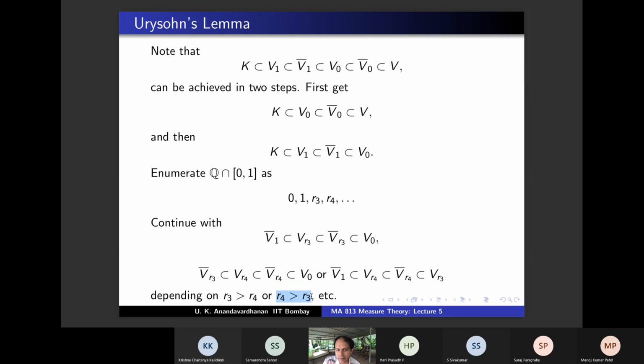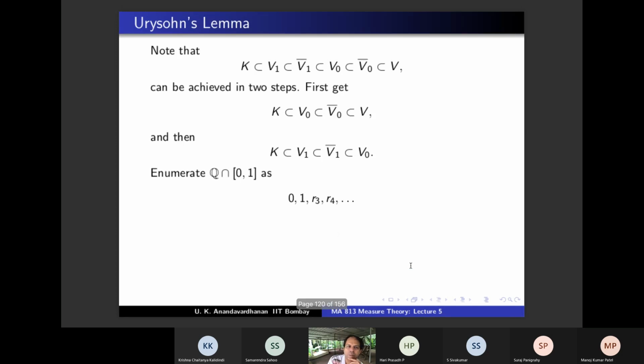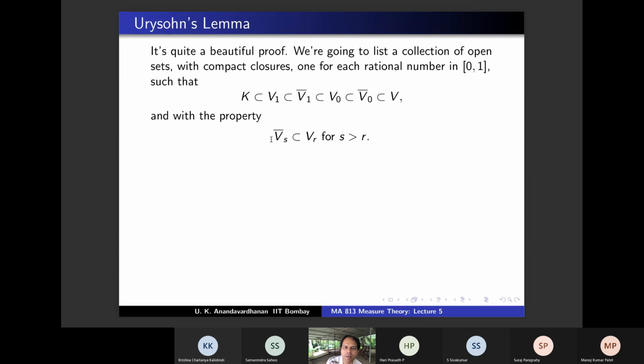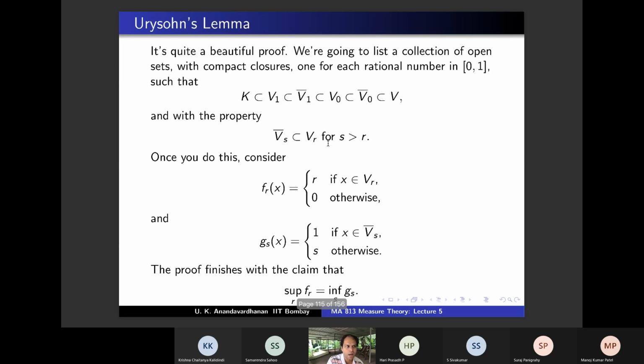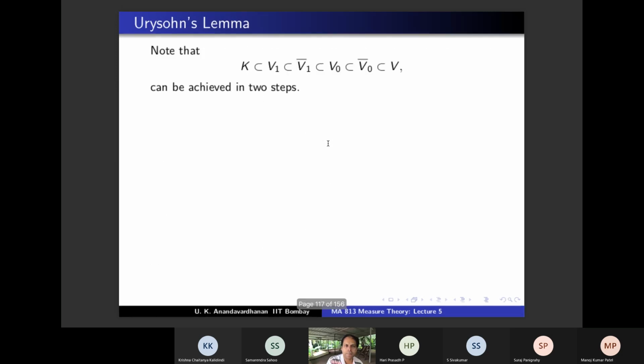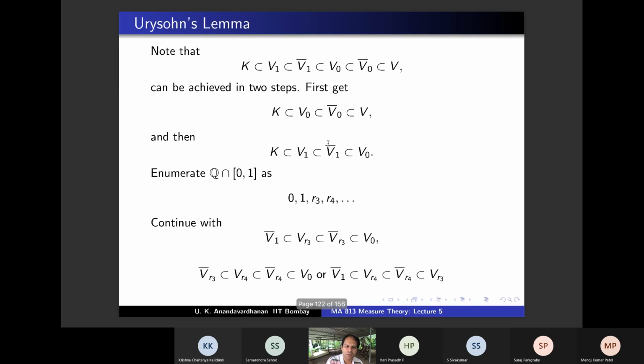You have r4 is bigger than r5, bigger than r3. So what you do is you look at the endpoints. It is r4 and r3 and r5 is in between. So you have a compact set contained in an open set and choose V_r5 inside this by the same lemma. If you continue this process, you will always maintain this property: whenever s is bigger than r, V_s bar is contained in V_r. So do this algorithm. Having chosen r5, you look at r6 and place r6 in relation to r3, r4, r5, etc. And continue this algorithm.